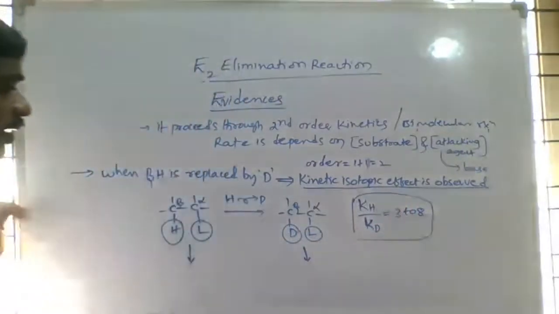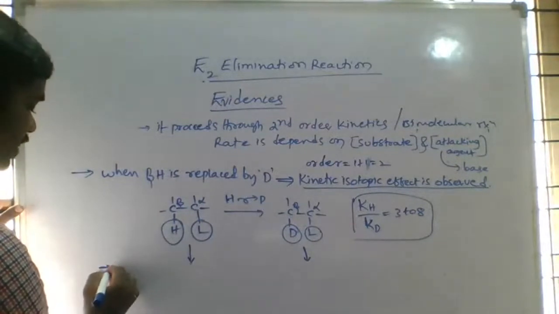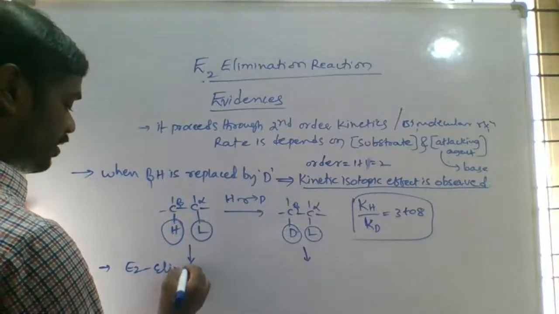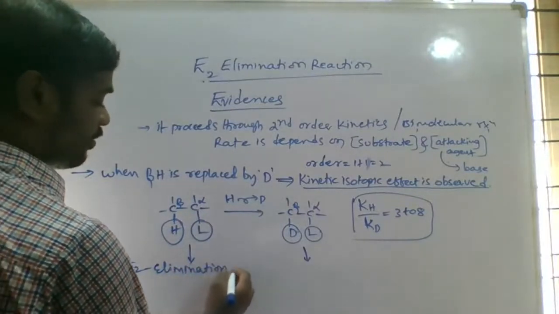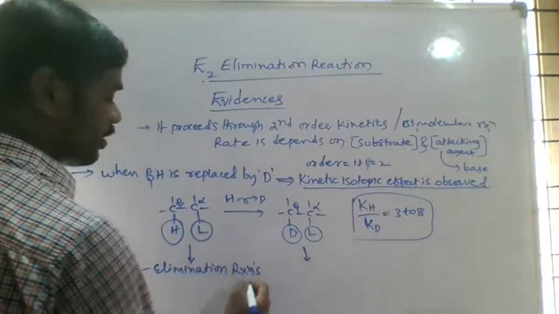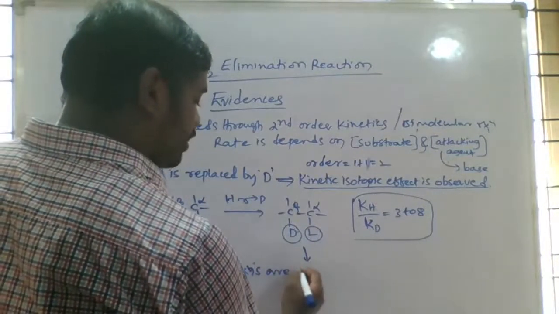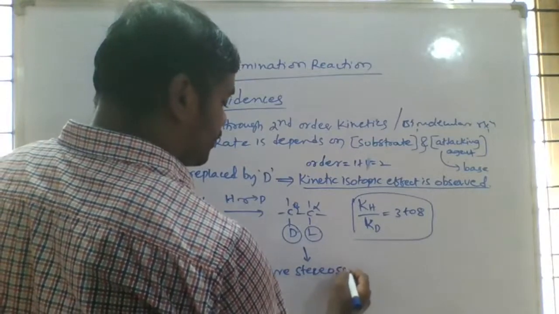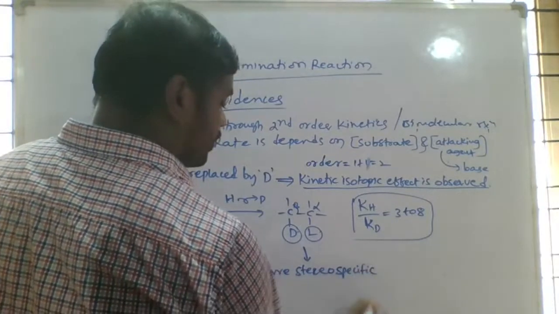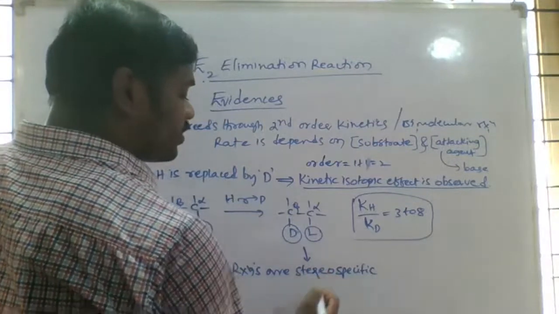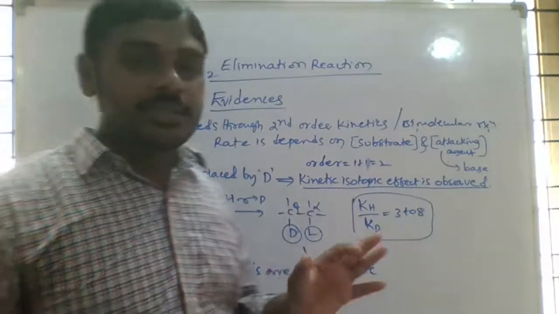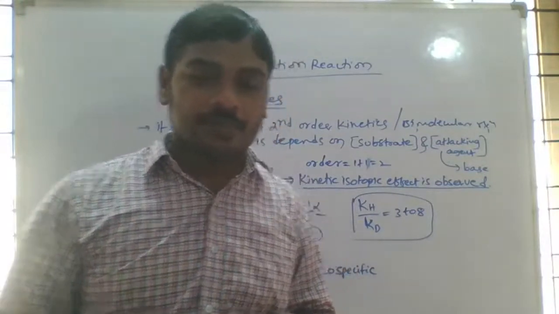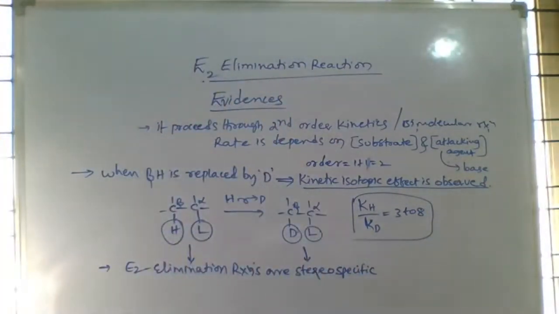Okay. Next, one more point of evidence is that E2 elimination reactions are stereospecific. Stereospecific means a reactant stereochemistry is retained in the product. That is stereospecific. So please take a screenshot.